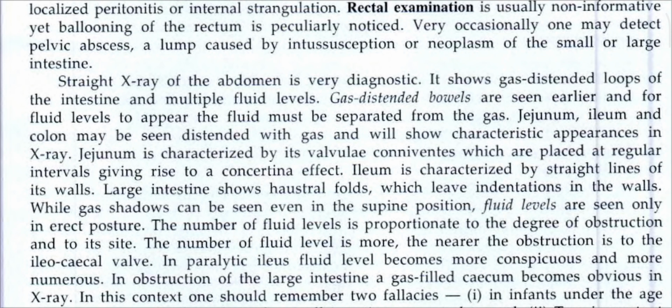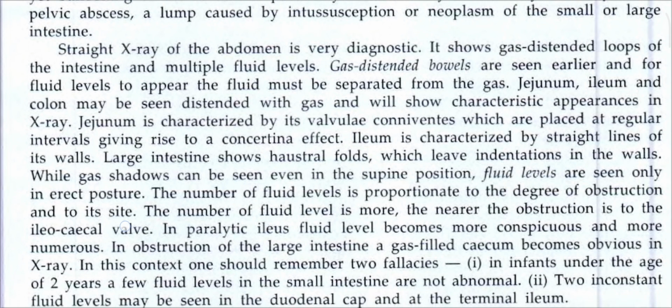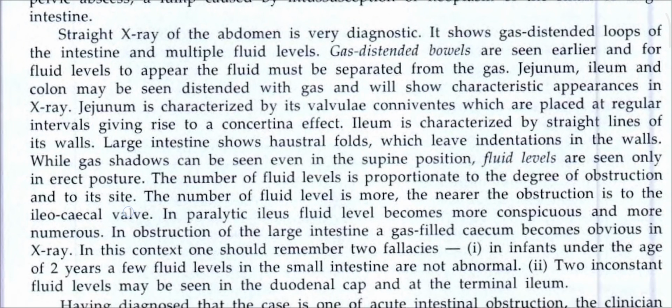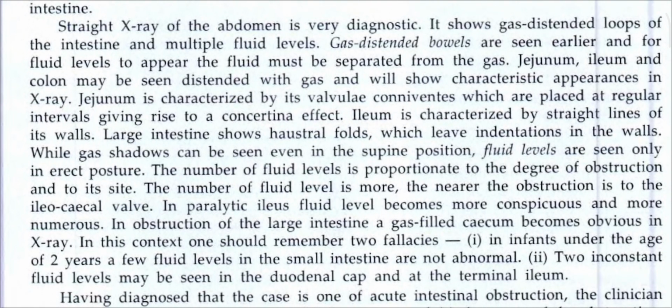Gas-distended bowels are seen earlier, and for fluid levels to appear, the fluid must be separated from the gas. Jejunum, ileum, and colon may be seen distended with gas and will show a characteristic appearance in the X-ray. Jejunum is characterized by its valvulae conniventes, placed at regular intervals, giving rise to a concertina effect. Ileum is characterized by straight lines of its walls. Large intestine shows haustral folds, which leave indentations in the walls, while a gas shadow can be seen even in the supine position. Fluid levels are seen only in erect posture.